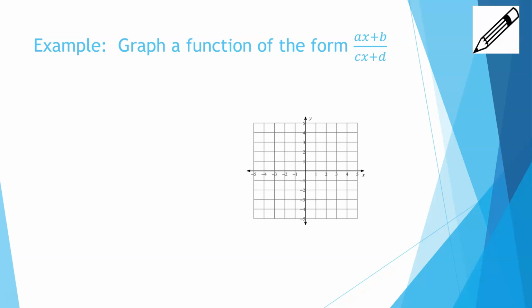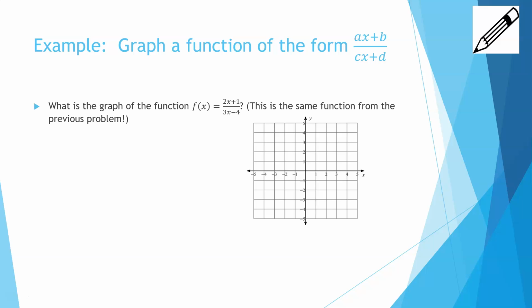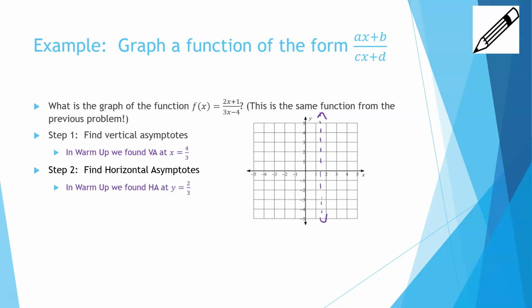So if we are going to graph a function of (ax + b) over (cx + d), step 1 is to find the vertical asymptote. I would maybe write down these steps. So I would find the vertical asymptote, and then I would graph it. 4/3 is 1 1/3. I plot that there. Step 2 is to find the horizontal asymptote. Again, we just did that.